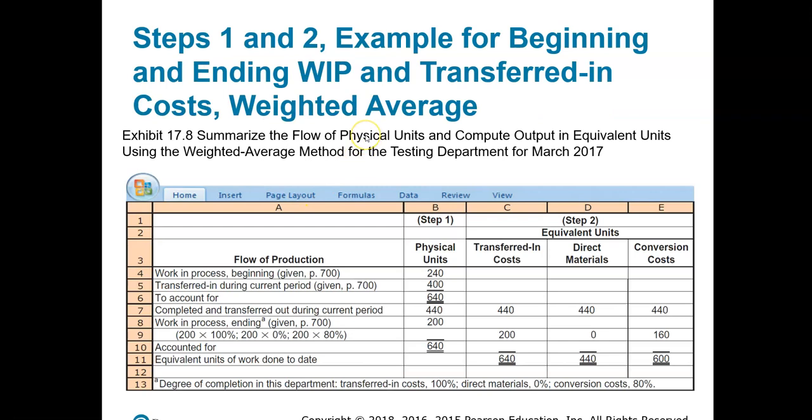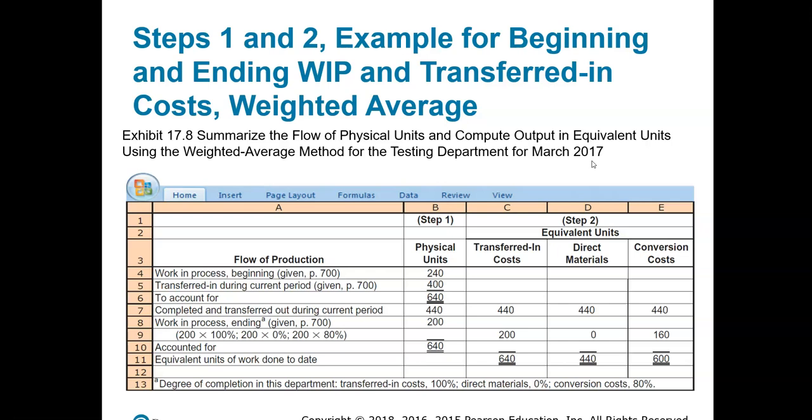So let's take a look at transferred in costs using the weighted average method. We are going to have our weighted average method from the testing department from March 17th. So this is a continuation of the example in the book from the illustration used in work in process, or used in weighted average and first in, first out. And that was in the assembly department. Now we have the testing department, the second department.